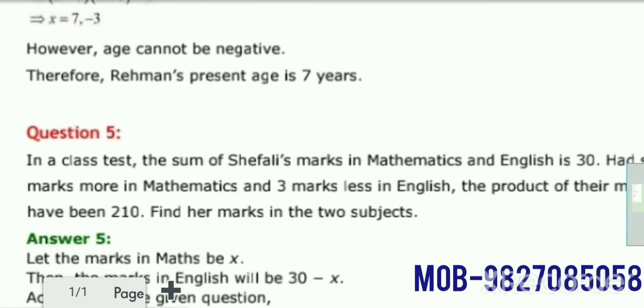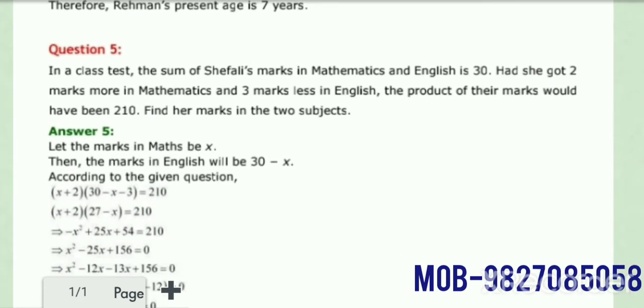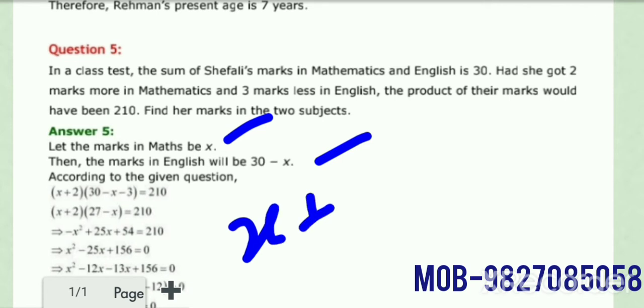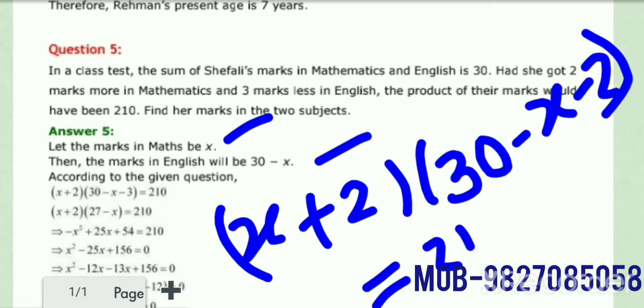Okay. Now question number 5: Sefali's marks in mathematics and English total 30. Had she got 2 marks more in mathematics and 3 marks less in English, the product of their marks would be 210. Okay. So we let the marks of maths be x and marks of English be 30 minus x. According to the question, 2 more in maths, so marks is x plus 2, and 3 less in English, so marks of English will be 27 minus x, and the product is equal to 210.